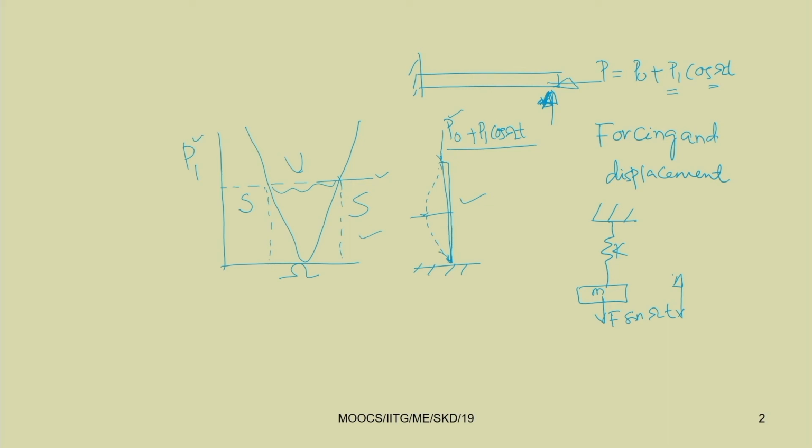This type of excitation, when we are applying a force in one direction and the displacement is taking place in a perpendicular direction, is known as a parametrically excited system. So, these are known as parametrically excited systems.